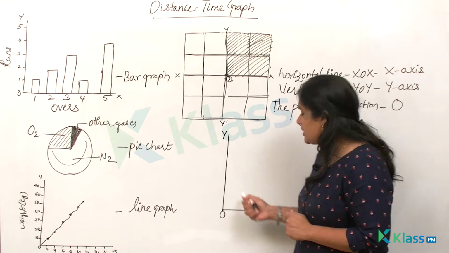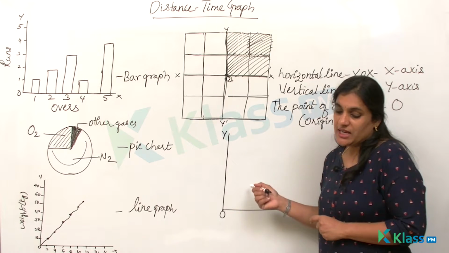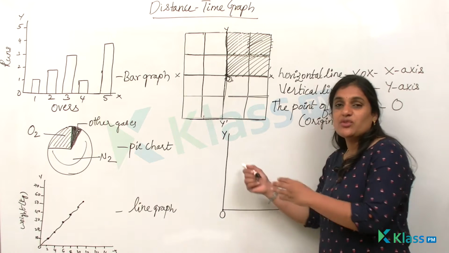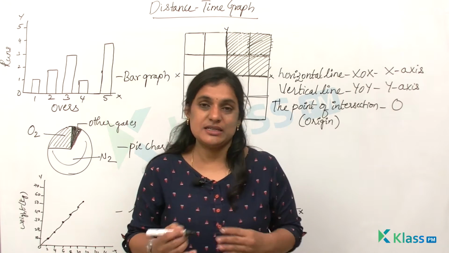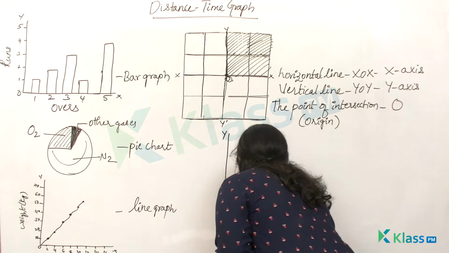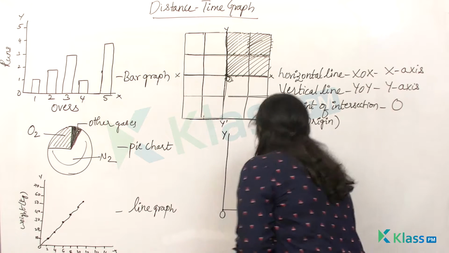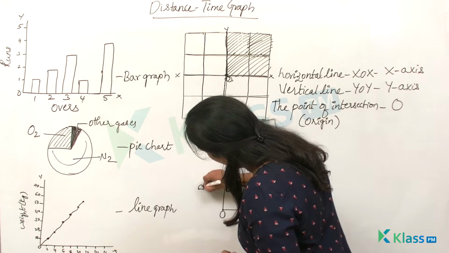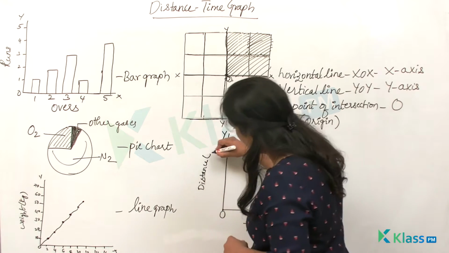Now decide the quantities which have to be taken on the axes. You have to decide which quantity has to be taken on X axis and which quantity on Y axis. As we are talking about distance and time, let us take the time on X axis. Always remember to mention the units. Time is taken in minutes, and the distance is taken on Y axis in kilometers.